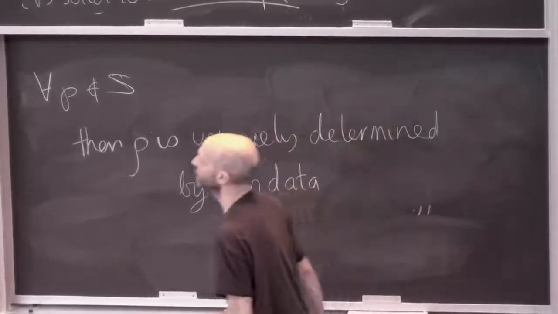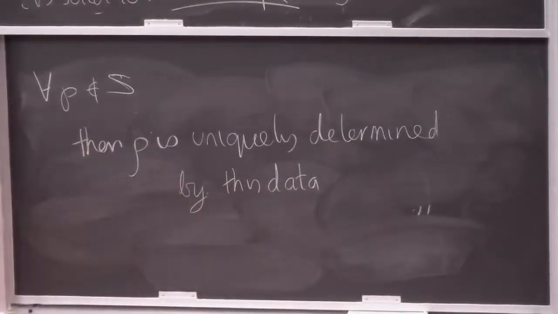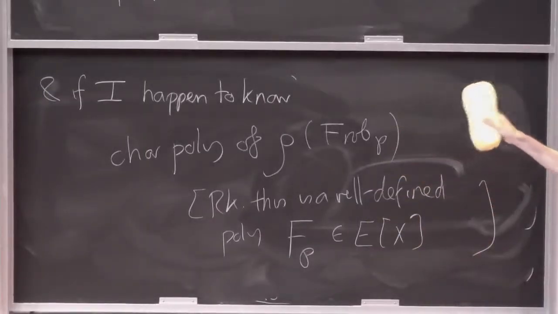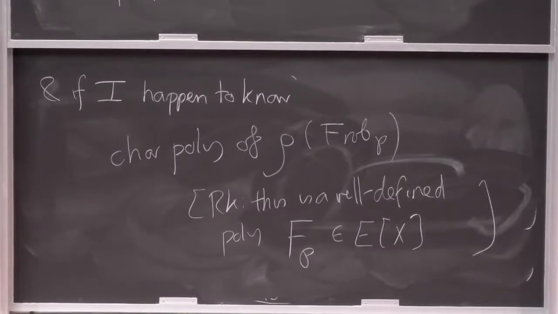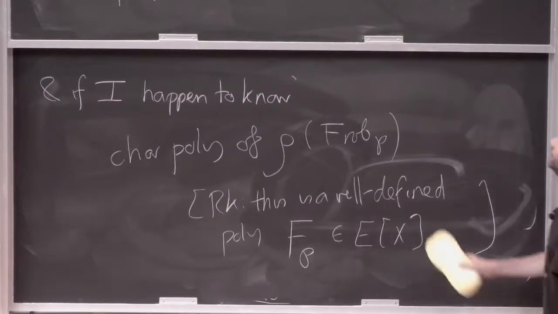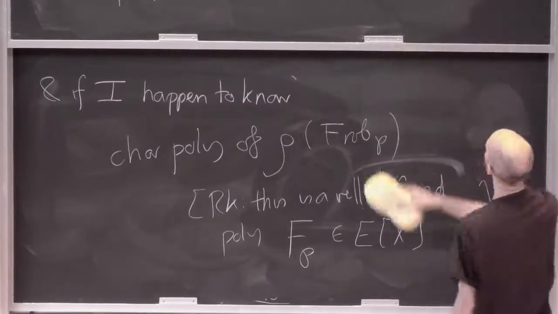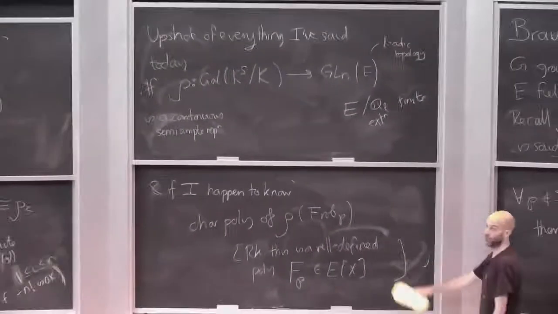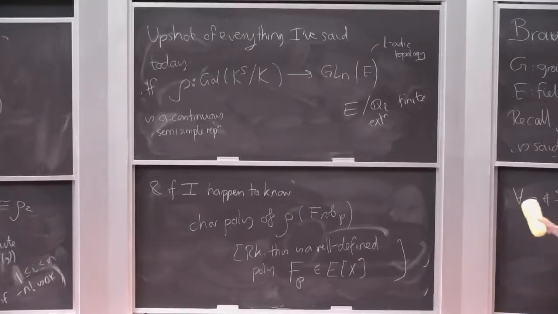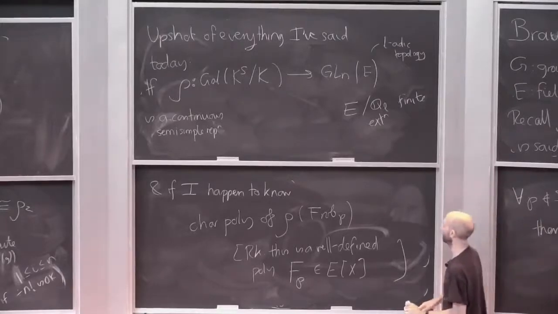And that's because rho is continuous, so the function sending an element of the group to the characteristic polynomial of that element is going to be continuous, if you think about it. And Brauer-Nesbitt says that to know rho, it suffices to know that function, sending an element of the group to its char poly, the char poly of rho.